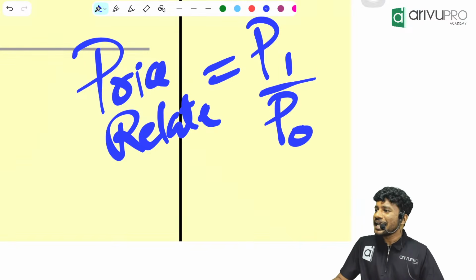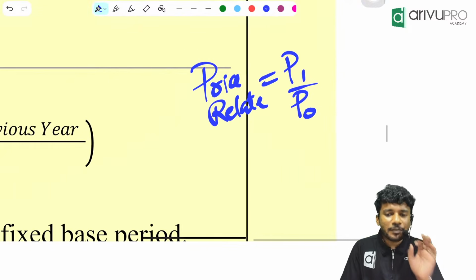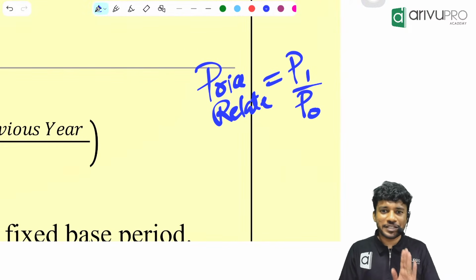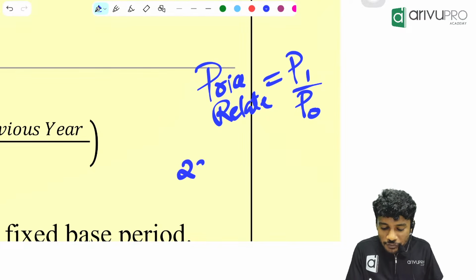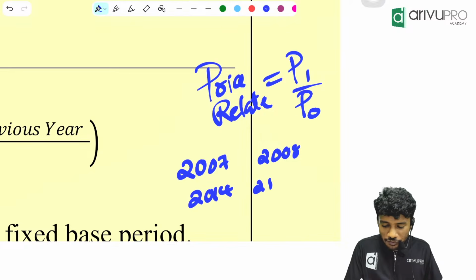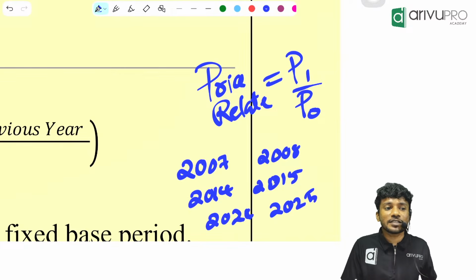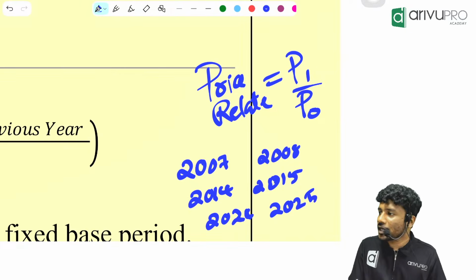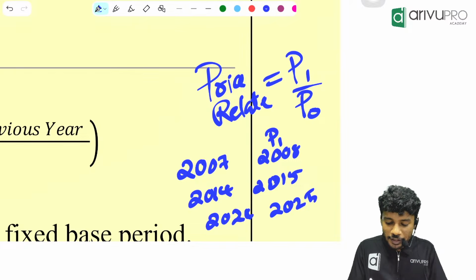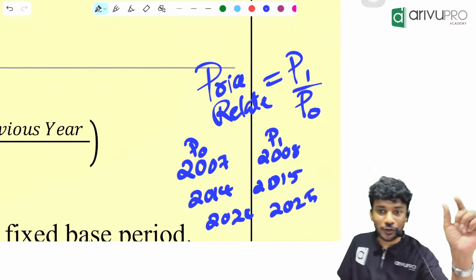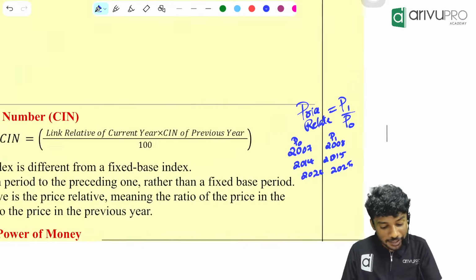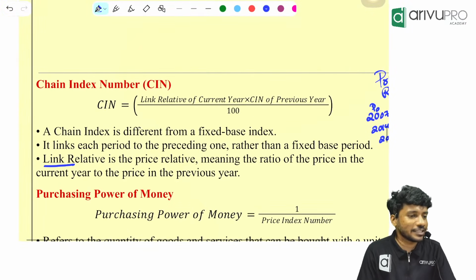Then, people, link relative is nothing but a price relative. That means P1 by P0 itself is the formula for link relative. But the years should be consecutive. For example, 2007, 2008 or 2014, 2015, or 2024, 2025, 1947, 1948. So which will be the current year? 2008 will be our current year. This will be our base year. Whenever the prices are taken for consecutive years, the price relative is called by another name. What is the name given to them? Link relative. Make a note.